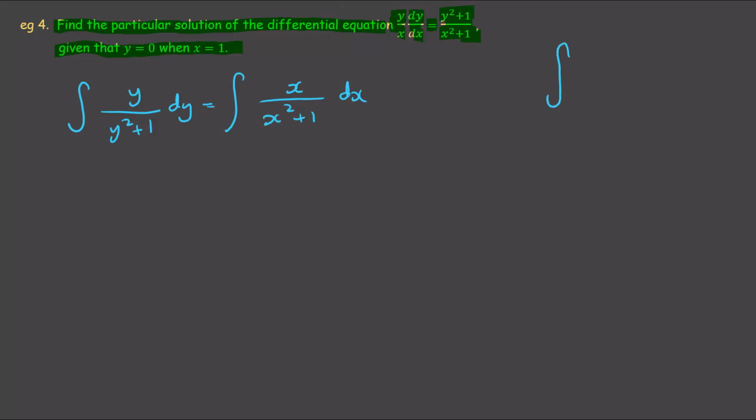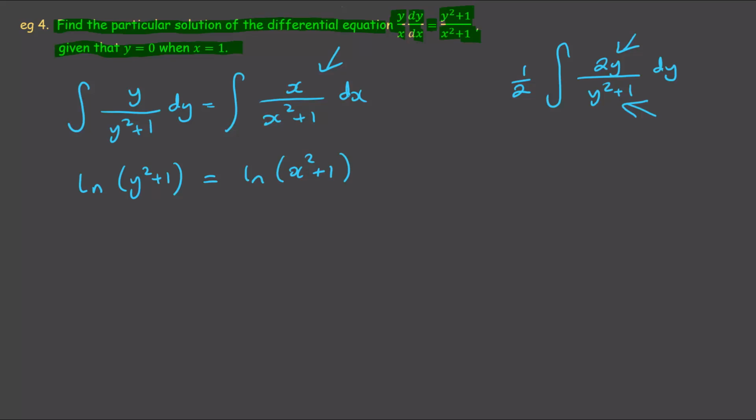Now in this case, looking at the left, we could write that as a half of 2y over y² + 1, and then the numerator would be the differential of the denominator. So we know in that situation we have ln(y² + 1). And if we look at the right, it's the same integral, except the variable is x. So we've got ln(x² + 1). And then we have a constant.